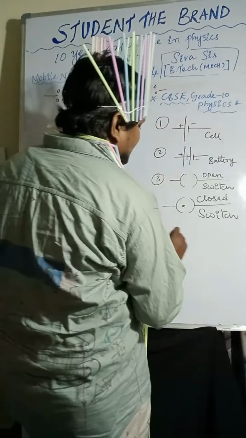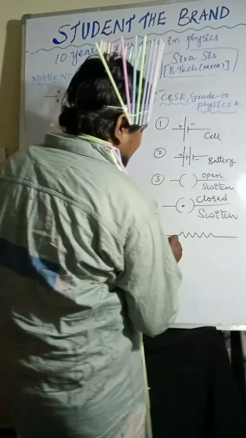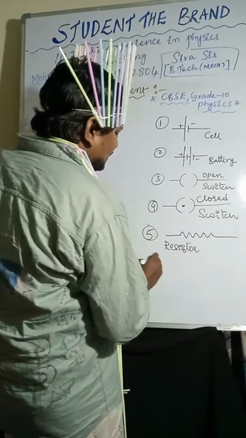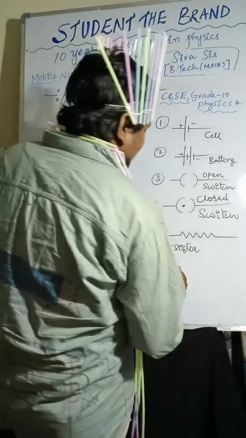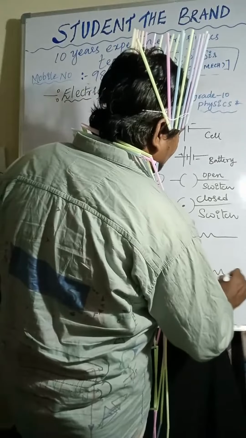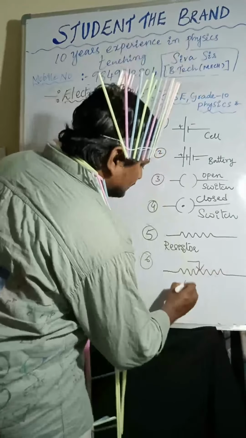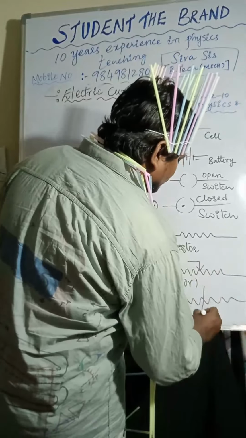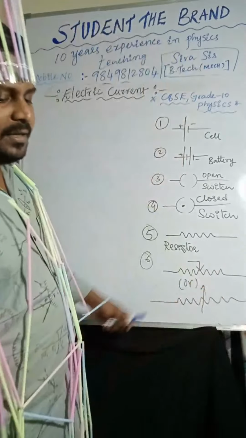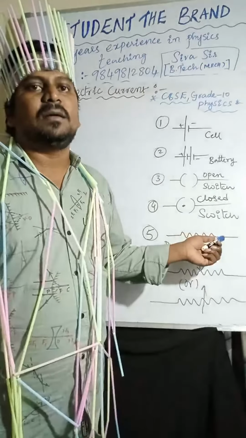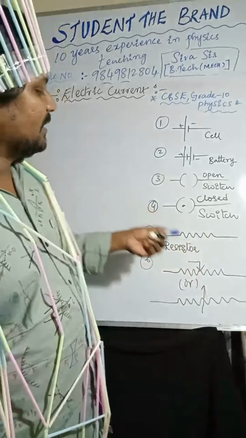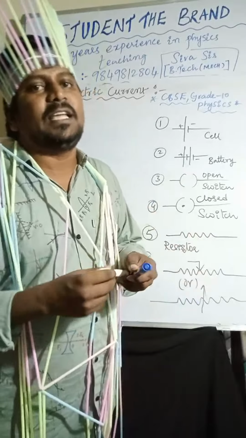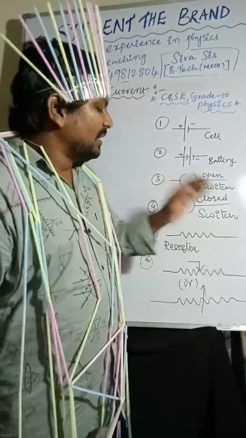Fifth one, resistor. Sixth one, next one, rheostat. We can take this resistor. The device which is used to oppose the electric current in the circuit is known as resistor.